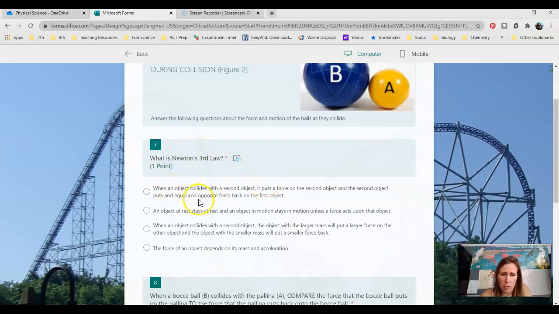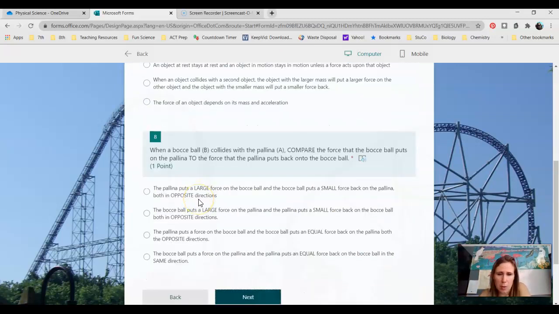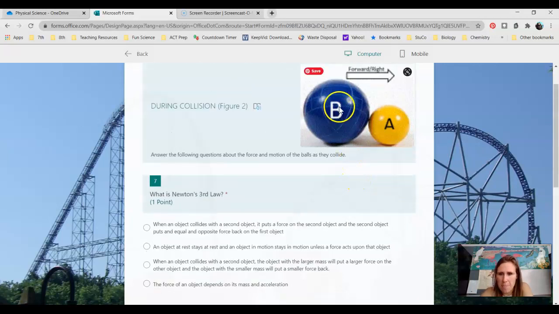What is Newton's third law? That should be in your notes. When a bocce ball collides with the pallina, so when B collides with A, compare the force that the bocce ball puts on the pallina to the force that the pallina puts back onto the bocce ball. So think really hard about that. What does that force look like? What is the force of B on A? And what does the force look like from A to B?